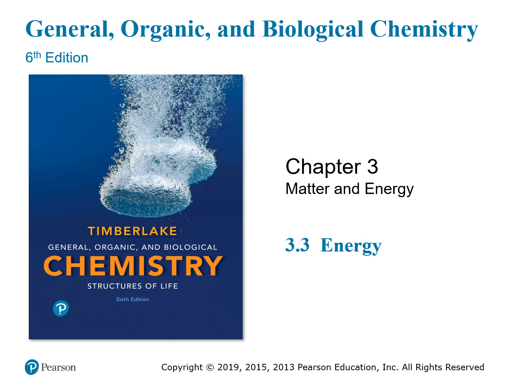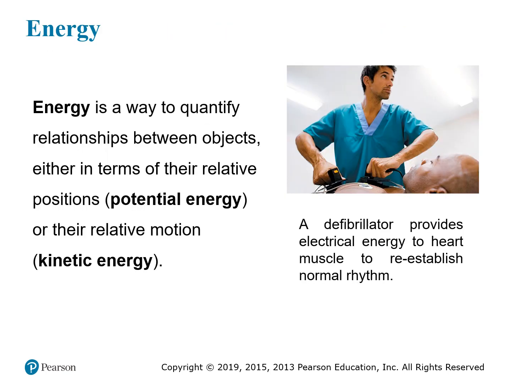This is chapter 3 of Matter and Energy. Section 3 is all about energy. Energy is a way that we can quantify the relationships between objects. And broadly speaking, it breaks down into two different kinds.